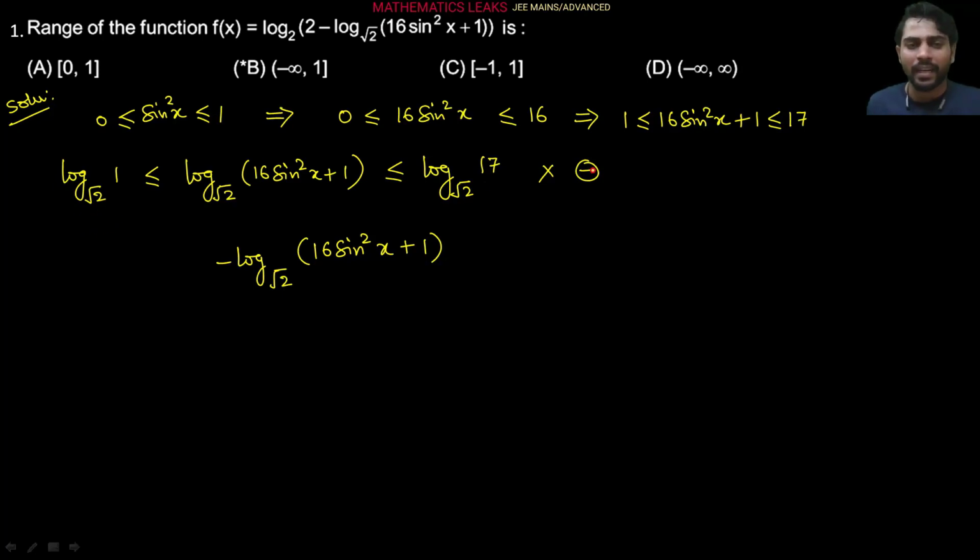So here, on multiplying by minus, the inequality will change. So this 0 will come on this side, less than or equal to 0 we can write down, right? Now this is log base root 2 of 1 only, which is 0. And this quantity, on multiplying by minus, minus log base root 2 of 17, comes on this side. So that will be minus log base root 2 of 17, right?